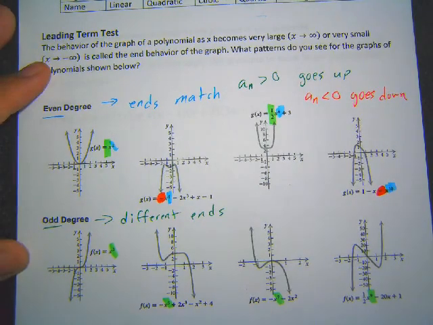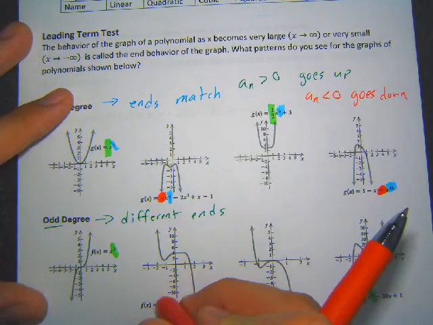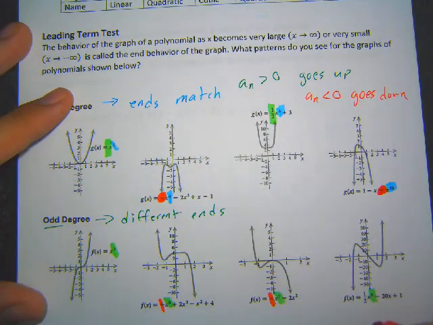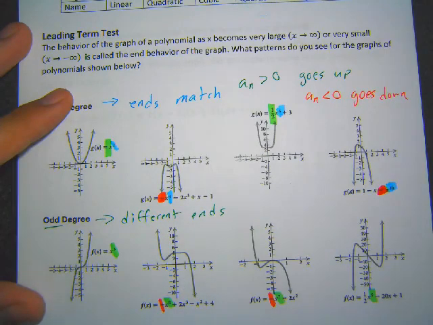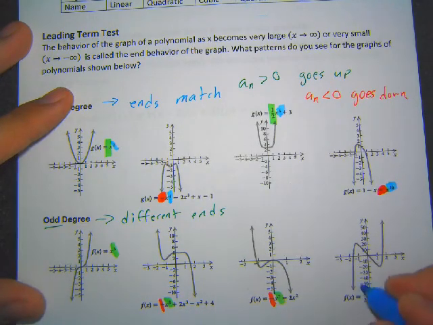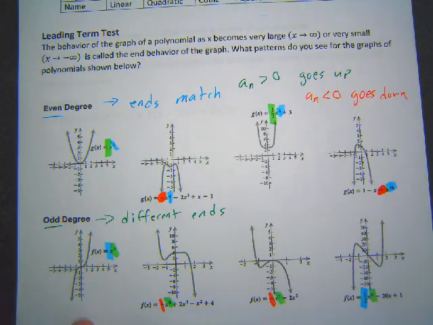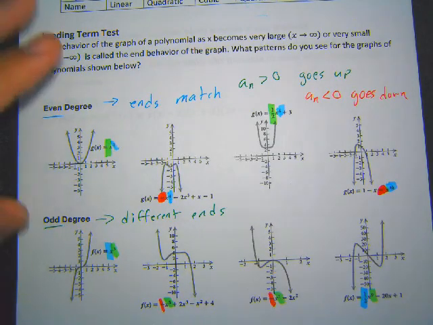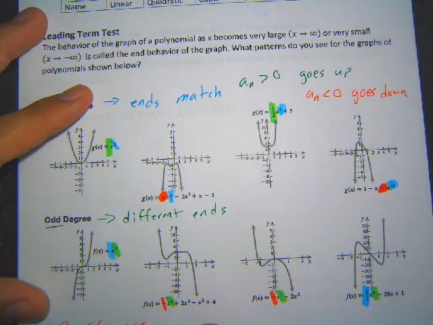Okay, odd degrees, same thing. You can tell by looking at the sign. If it's got a negative in front, you'll notice that it goes down to the right. And if it has a positive in front, here this has a 1/2, and this one doesn't have anything, which we know means a 1. If it's got a positive, it goes up to the right. So if a sub n is less than 0, if it's negative, it goes down to the right.